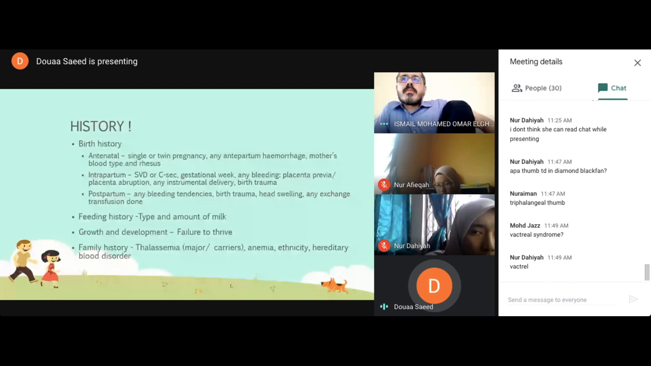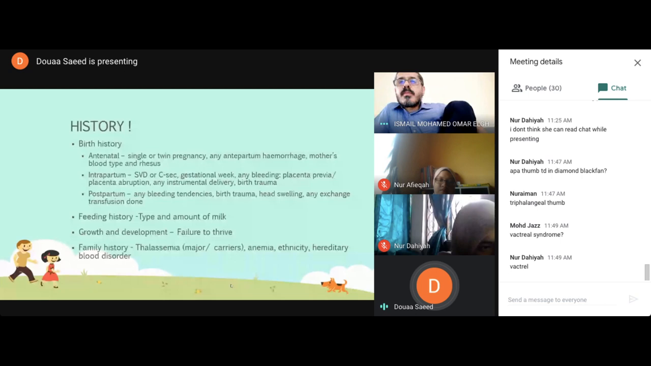You also want to focus on their feeding history, such as type and the amount. You want to focus on their growth and development to note if there's any failure to thrive. And you want to read into their family history, such as any thalassemia, any anemia in the family, the ethnicity of the family, and any hereditary blood disorder, or sickle cell.